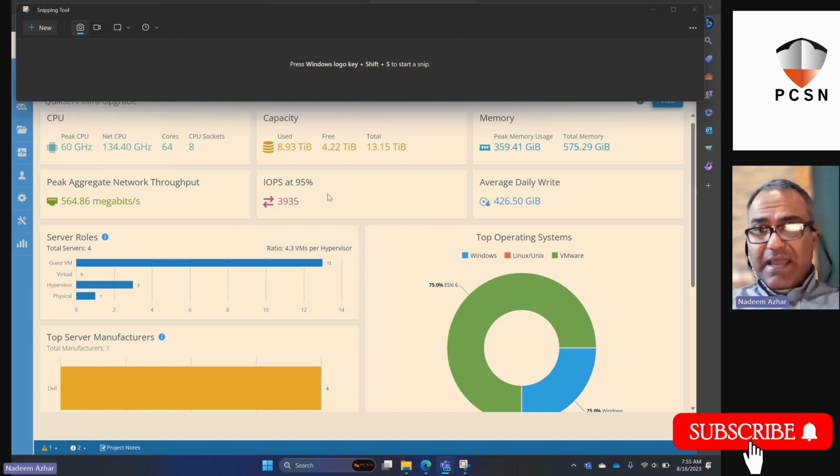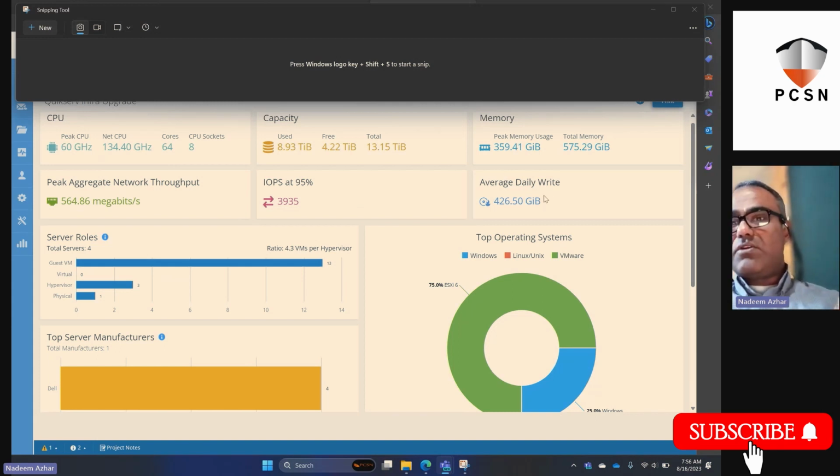People migrated to the cloud. They did not even know what IOPS the on-prem systems were using. So there's no way that they can design the system appropriately. And when you're moving to the cloud, you have to take these things into consideration. So IOPS measures how much your performance is.